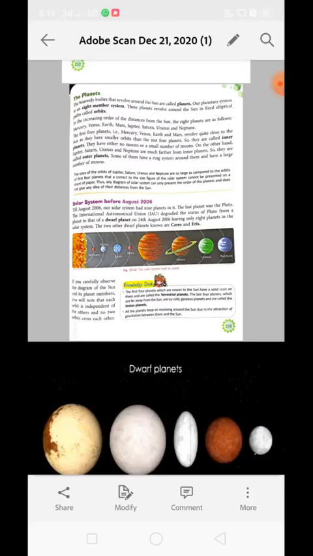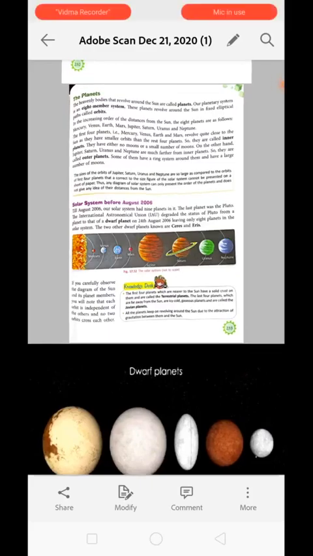Now the third point is that it has not cleared the neighborhood around its orbit. As we have seen, the other planets are bigger in size, and when they rotate they have already cleared out their neighborhood. But in the case of a dwarf planet, the neighborhood has not been cleared out. Basically, it is a planet which revolves around the sun, not around a planet. That is why they are not satellites. Understood? Dwarf planets are rounder in shape and smaller in size, and due to the smaller size, the orbit of these planets has not been cleared out. So this is all about dwarf planets.